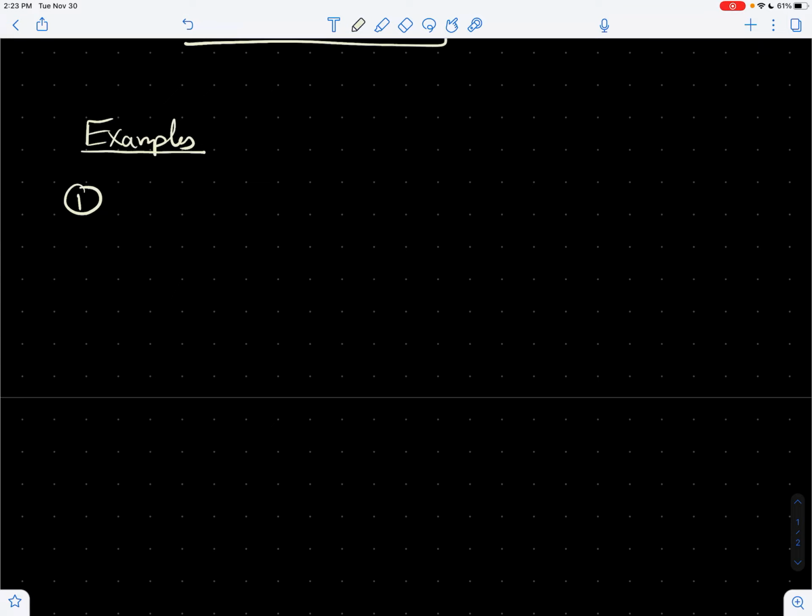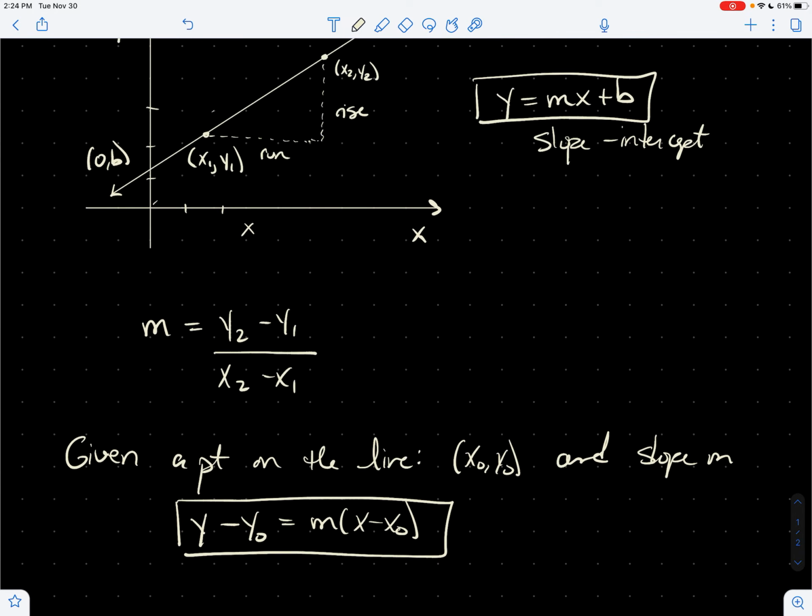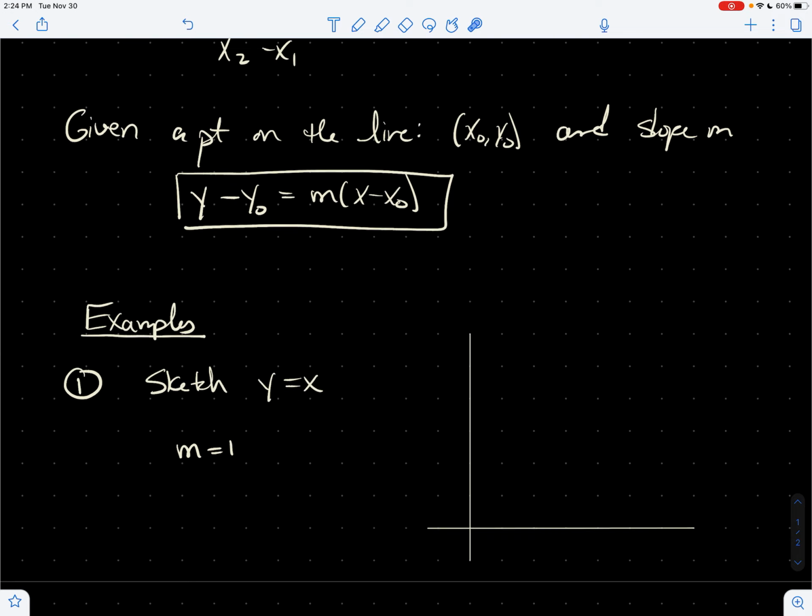All right, so the first example I want to do is to just sketch a couple of lines together. So let's just sketch y equals x. Think about it with me. I've given you this equation, and you can tell just looking at it that the slope m is 1. Going back to our slope-intercept form, the slope m is 1. And then there is no b, which means there actually is a b.